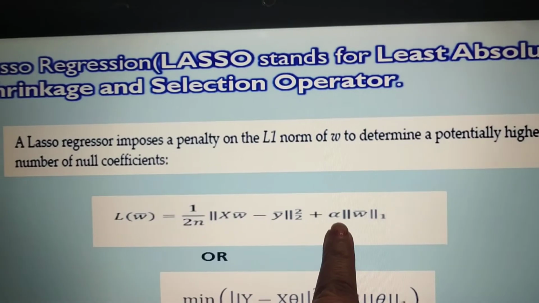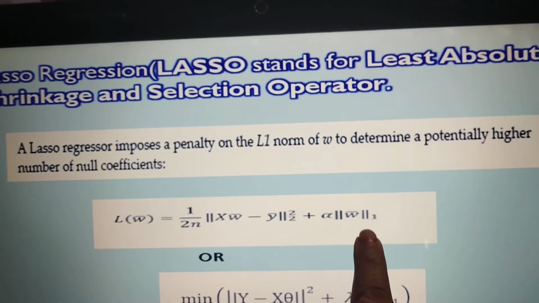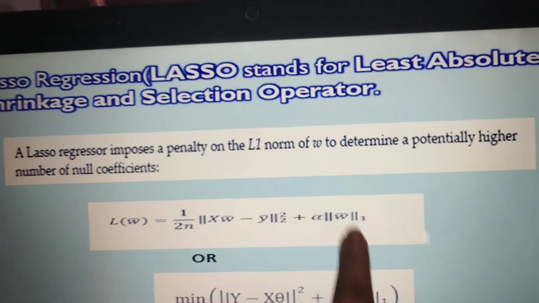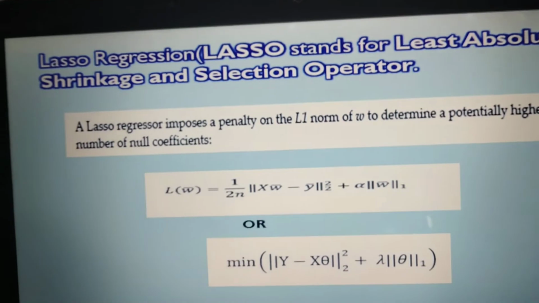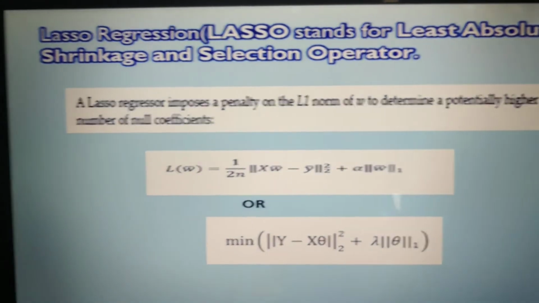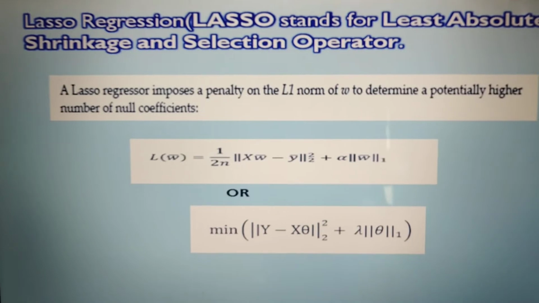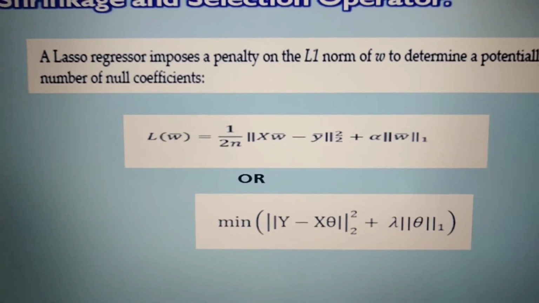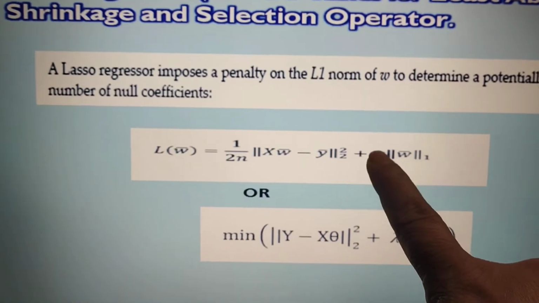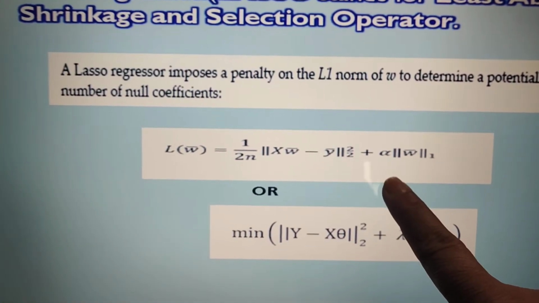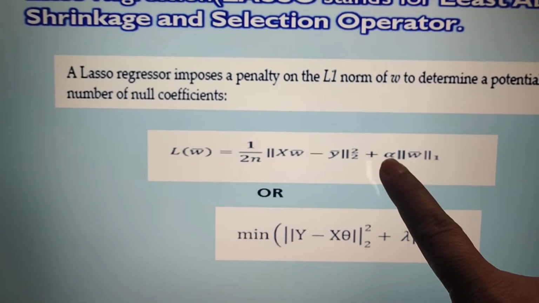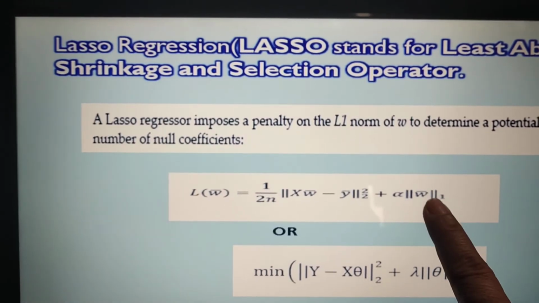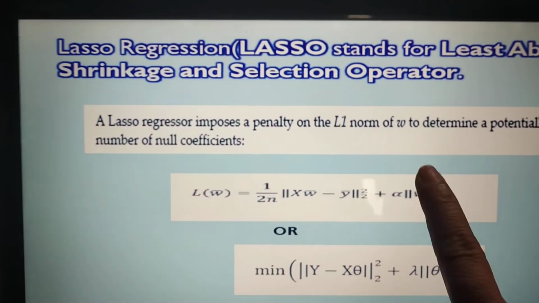Here the penalty is alpha times the L1 norm. That's why it is 1, because it uses the L1 norm. The L1 norm is nothing but the sum of the absolute values of all coefficients: absolute value of W1 plus absolute value of W2 plus, up to, absolute value of Wn. So all the weight values we are adding, and we are multiplying that by alpha, some constant that can have a value between 0 and 1, like we have seen in ridge regression. So this gives us the lasso regression.